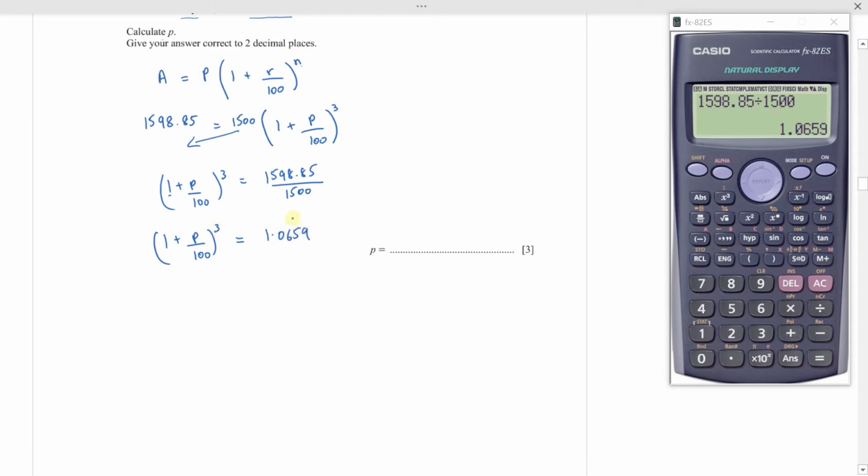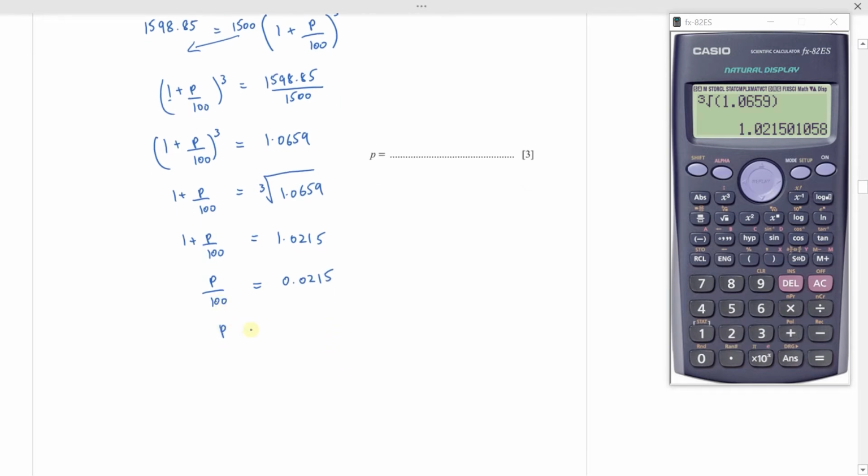So I'll take this cube to the other side, so this will become cube root. So 1 plus P over 100 is the cube root of 1.0659. So let's calculate this. So 1 plus P over 100 is 1.0215. P over 100 will be, this one will be subtracted on the other side, I will be left with 0.0215.